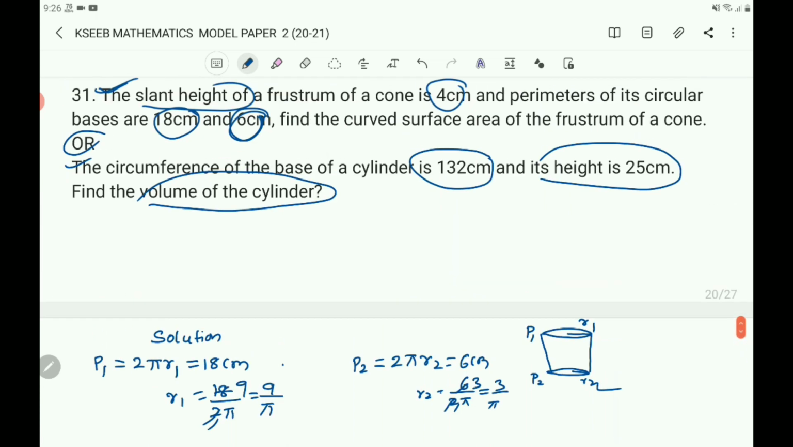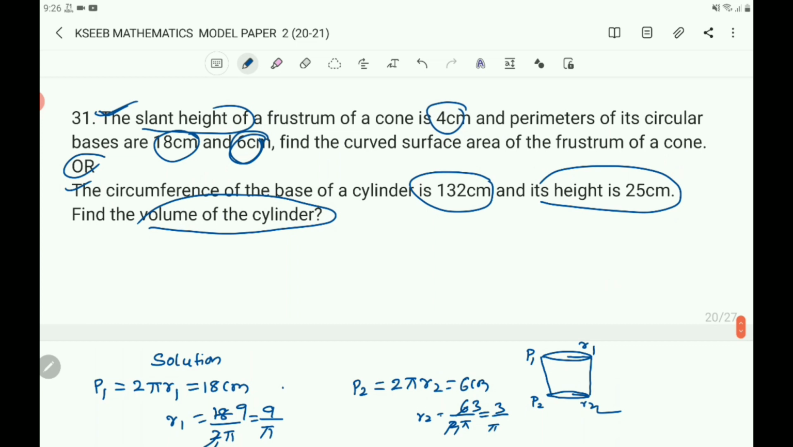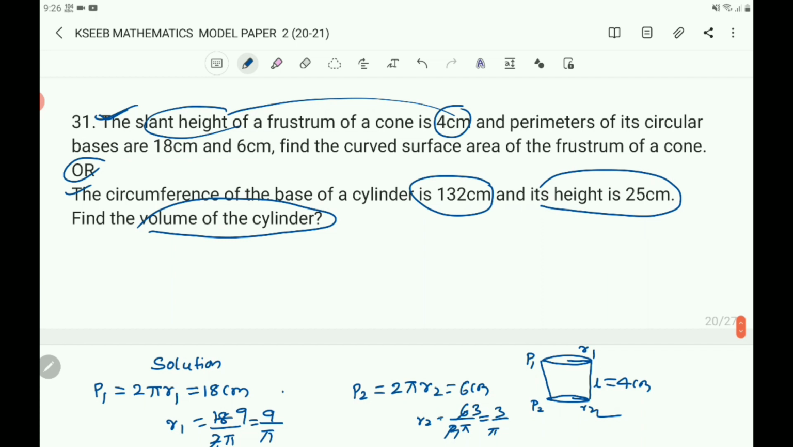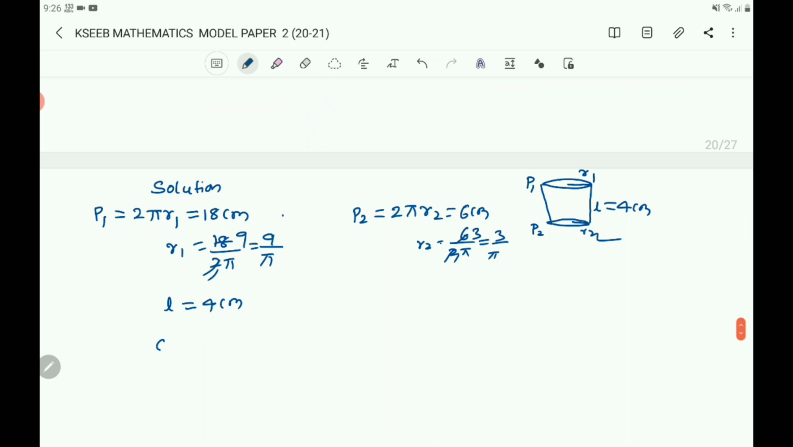Next, what is given? The slant height is given. The slant height of the cone is 4 centimeter. What is the symbol for the slant height? That is L. L equals 4 centimeter. And what we have to find out? We have to find out the CSA of the frustum of a cone. So you write CSA equals question mark.